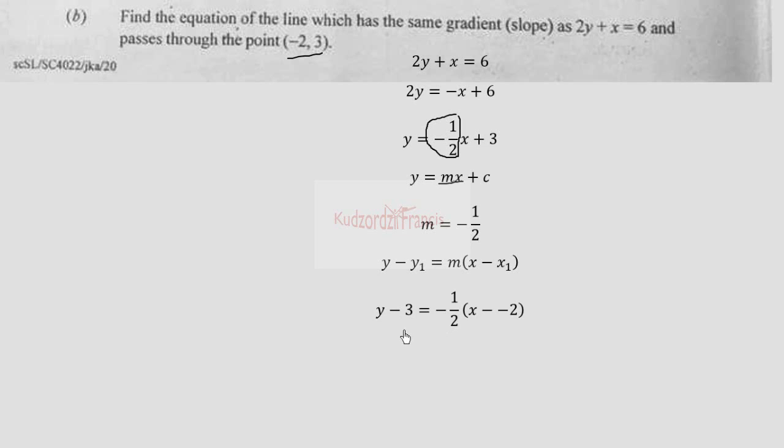Let us multiply through by 2. Now let's expand this side, -x minus 2. That will be the right hand side. So we group like terms to get 2y plus x equals 2.